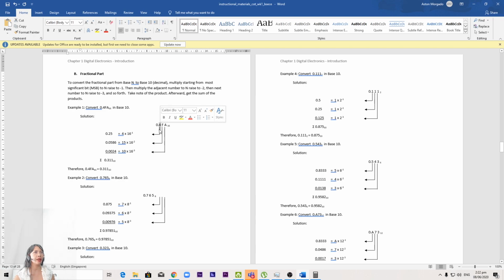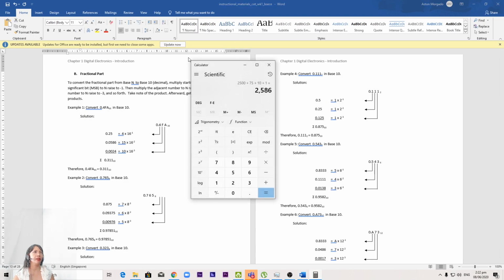So this time we have example number 1. Convert 0.4FA base 16 to base 10. We'll start with the most significant bit. This is our most significant bit, 4. So let's check. 4 times 16 raised to negative 1.